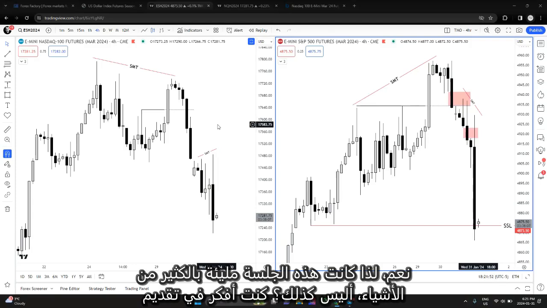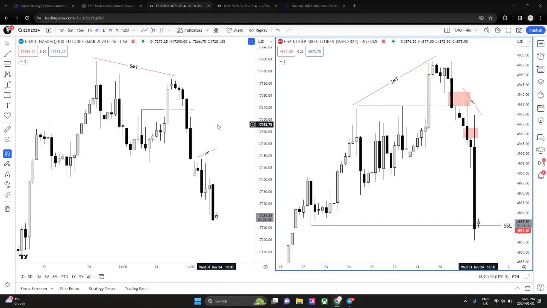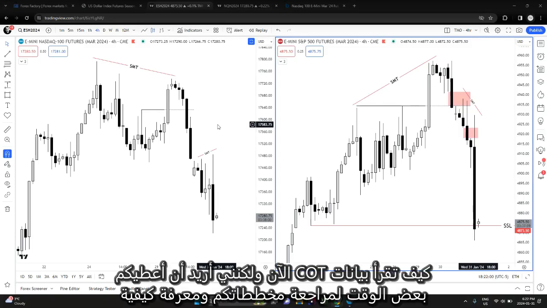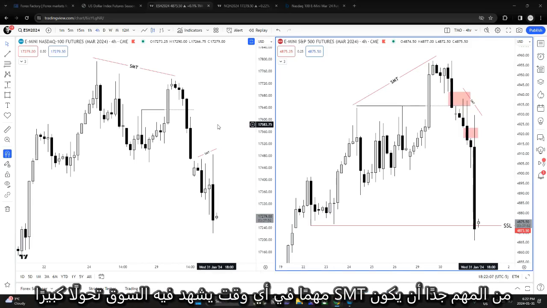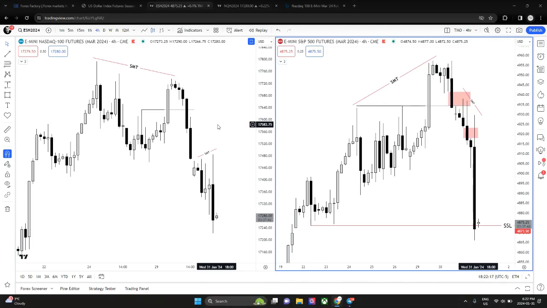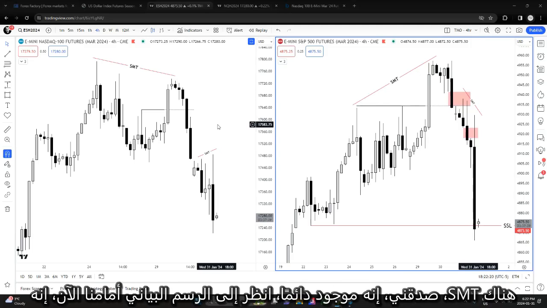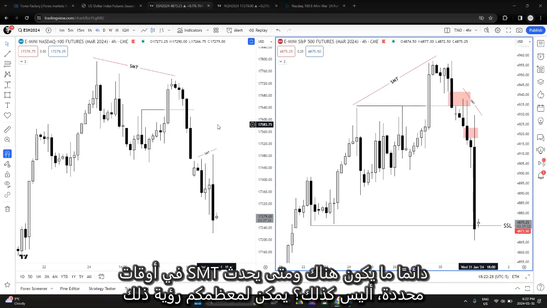I was thinking about introducing how to read COT data now, but I want to give you guys some time to go through your charts and look how significant, how important SMT is. Anytime the market has a major turn, there's SMT there. Trust me. It's always there. Look in the chart right now in front of us. It's always there.